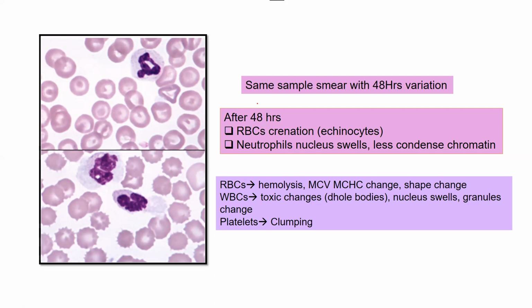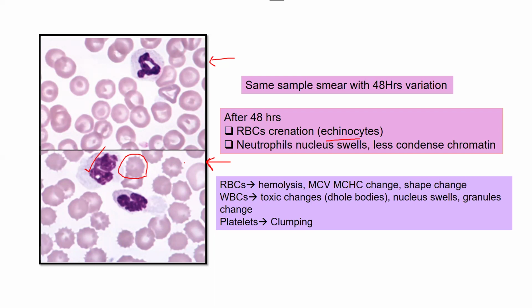This is a smear preparation from the same blood sample. This was freshly prepared, and then the sample was placed for 2 days, and after 2 days this sample was used to make another blood smear and then viewed. Now, after 48 hours, you can see there are crenations in the RBC membranes. They are also named echinocytes, and in the WBCs, you can see the neutrophils' nucleus is being swelled. So with swelling, their chromatin is now less condensed. These are the changes seen in this blood sample.